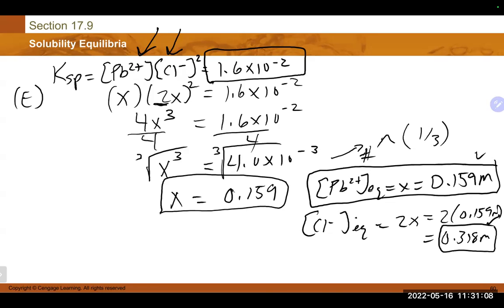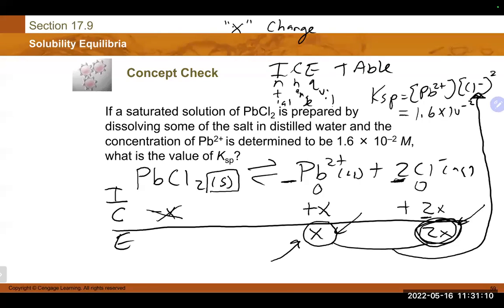So typically in an ice table, you are sometimes given a starting amount on this side, so you would put it there if it obviously wasn't a solid, but a lot of times you could just assume that you're starting with nothing on the product side to begin with.